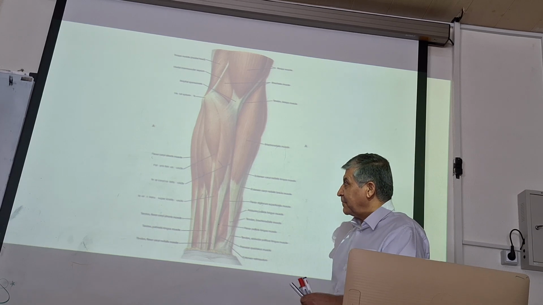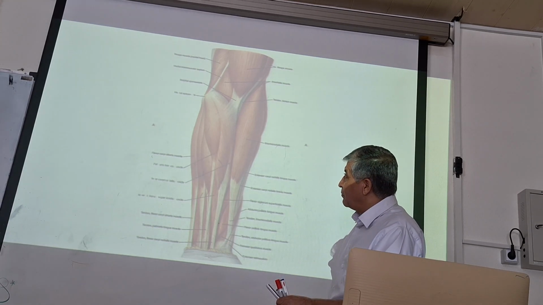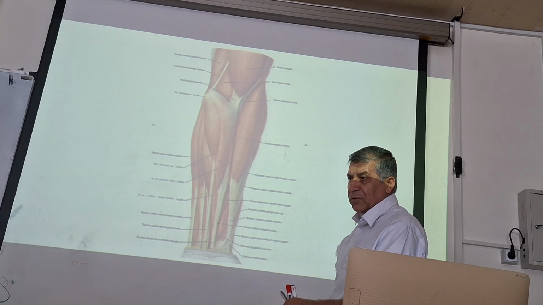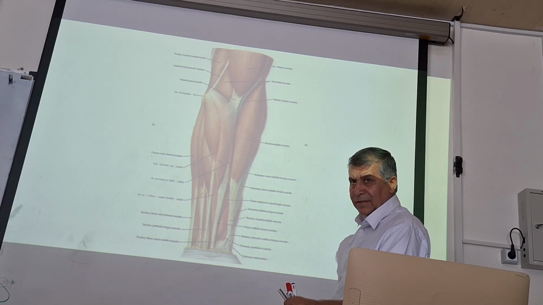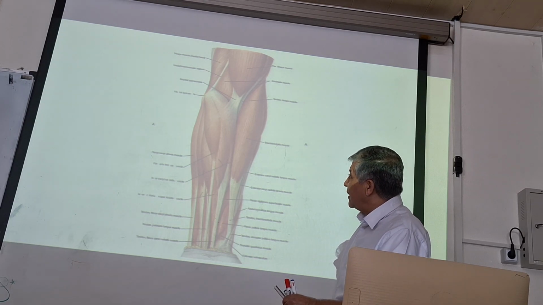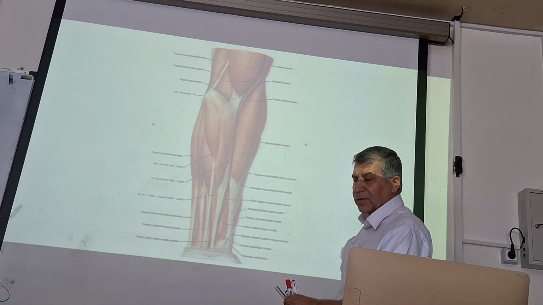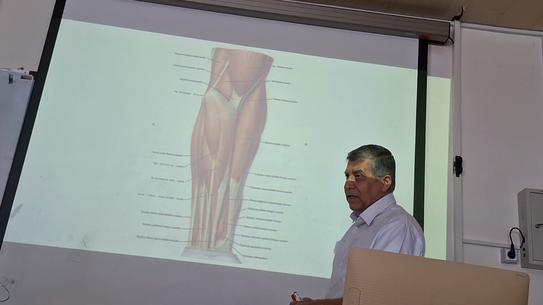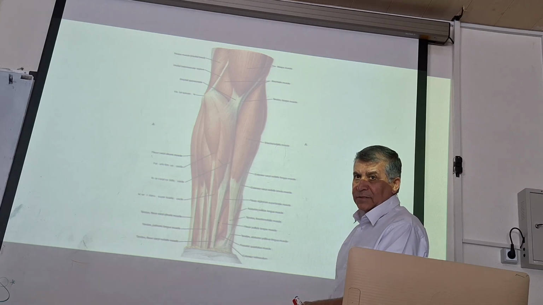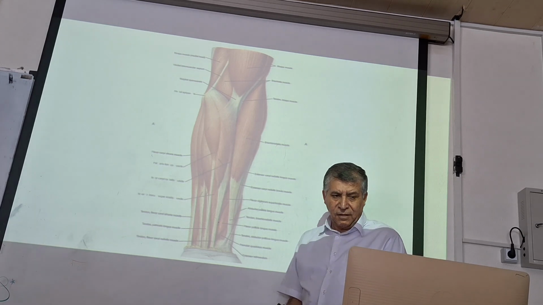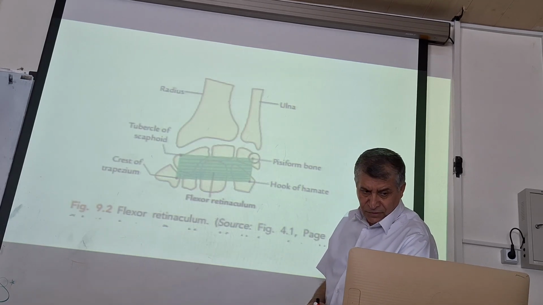Superficial muscles are brachioradialis, pronator teres, flexor carpi radialis, palmaris longus, flexor carpi ulnaris, and flexor digitorum superficialis.